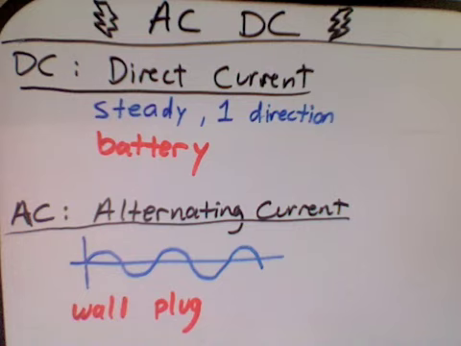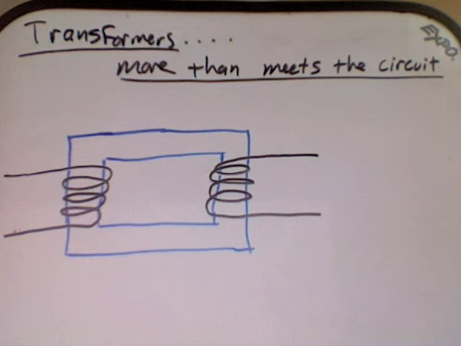Now, it seems kind of annoying to have alternating current, but it's actually very useful. One reason why it's so useful is because it's the only kind of current that can be used with what's called a transformer. Transformer. In a transformer, a strange and magical thing happens.